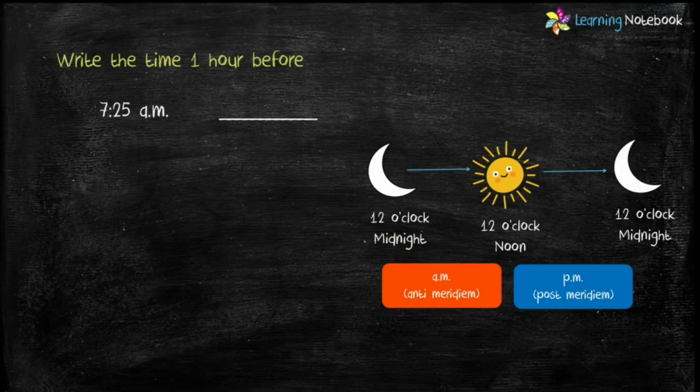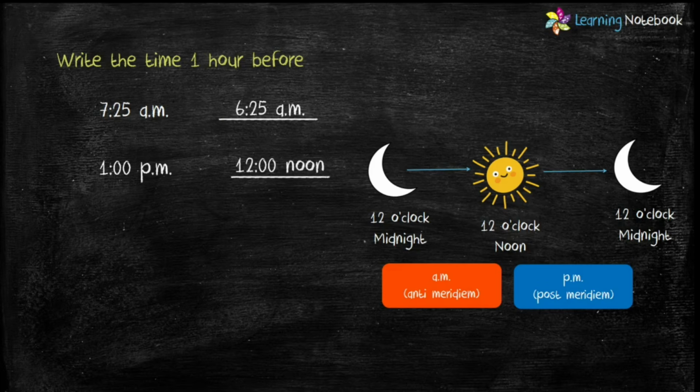Write the time 1 hour before 7:25 AM. Students, 1 hour before 7:25 will be 6:25 and AM will remain the same as AM. Next part is 1 PM. Hour before 1 will be 12, and since we do not write AM or PM for 12 o'clock, so answer will be 12 noon. Now let's see the next part.